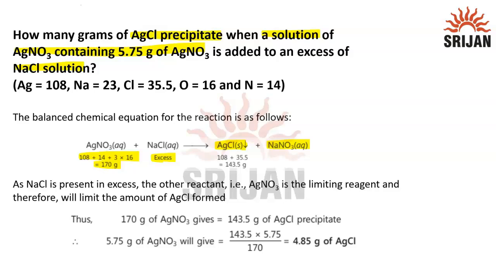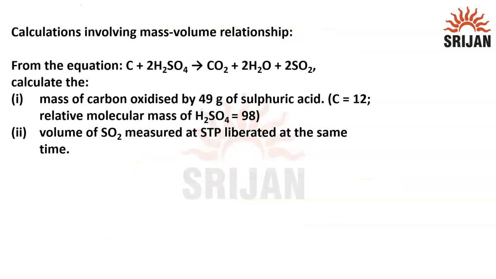So we can say that 1 mole of AgNO3 is reacting with 1 mole of NaCl to give us 1 mole of AgCl along with 1 mole of sodium nitrate. So we'll write their atomic mass. As NaCl is present in excess, the other reactant, that is AgNO3, is going to be the limiting reagent in this particular reaction, and it will limit the amount of AgCl formed. Thus we can say that 170 gram of AgNO3 is producing 143.5 gram of AgCl, or we can say that 1 gram of AgNO3 will produce 143.5 divided by 170 gram of AgCl. For 5.75, we'll multiply the whole with 5.75 and we'll get the answer as 4.85 gram of AgCl.